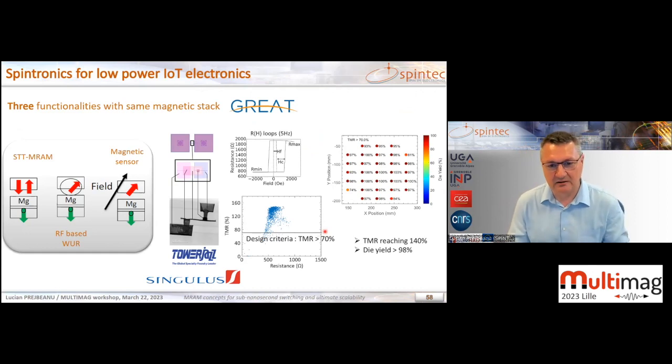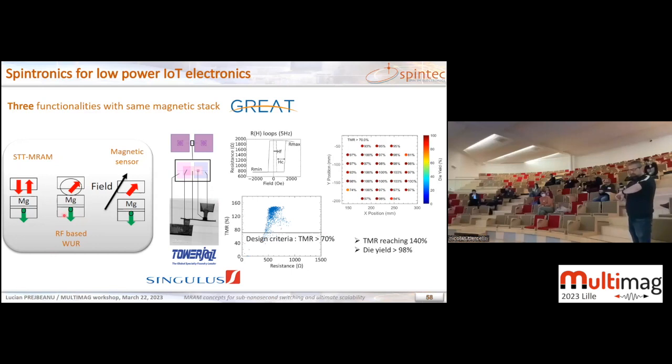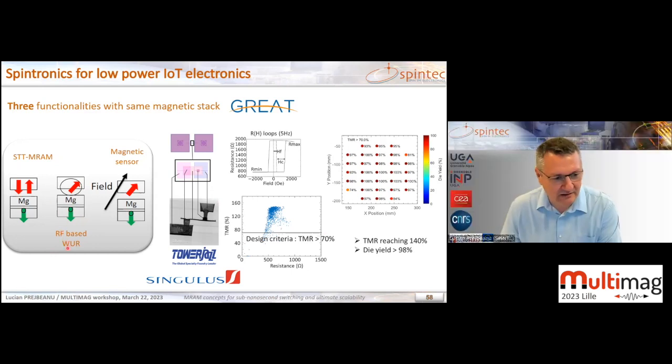So recently we had a project in which we integrated three different functionalities in a system on chip device, which is integrating a memory functionality in a microcontroller-like function, an RF oscillator which has a wake-up receiver functionality, but also a magnetic sensor. So the same magnetic tunnel junction, adjusting locally its properties, can address this functionality.